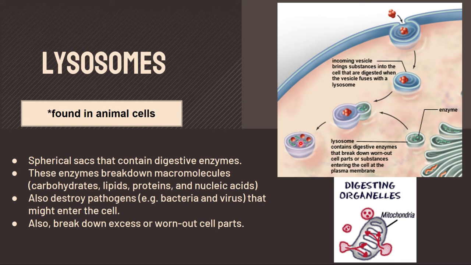So, that's how it is. Or lysosomes could also break down excess or worn out cell parts. So, if there are organelles or cell parts that no longer function, what lysosomes do is break down the organelle. For example, this is a worn out mitochondria, no longer functioning. So the lysosomes will fuse with this mitochondria and break the mitochondria into smaller components. Those smaller components can still be recycled to make another cell structure.